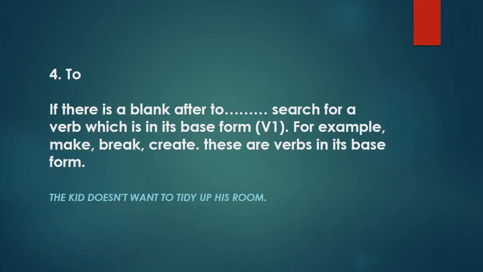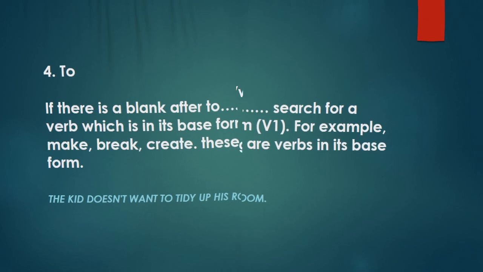Our fourth rule is for to, and if you see a blank after to, you will always search for a verb in its base form. That means, for example, make, break, create, no s, no ed. Only its simple form will come after to, right?